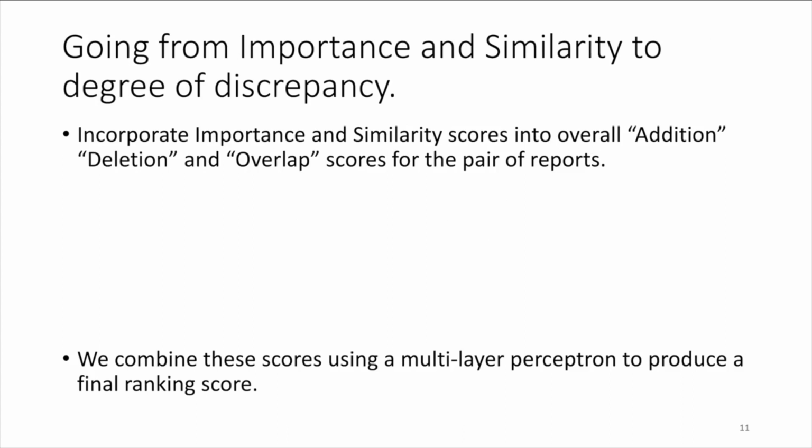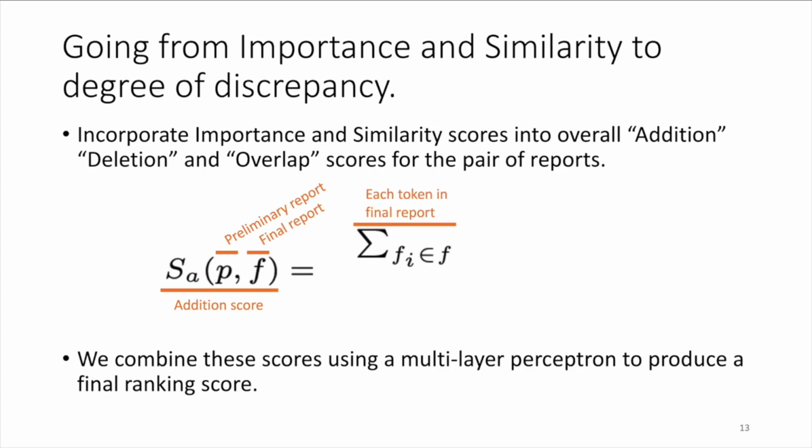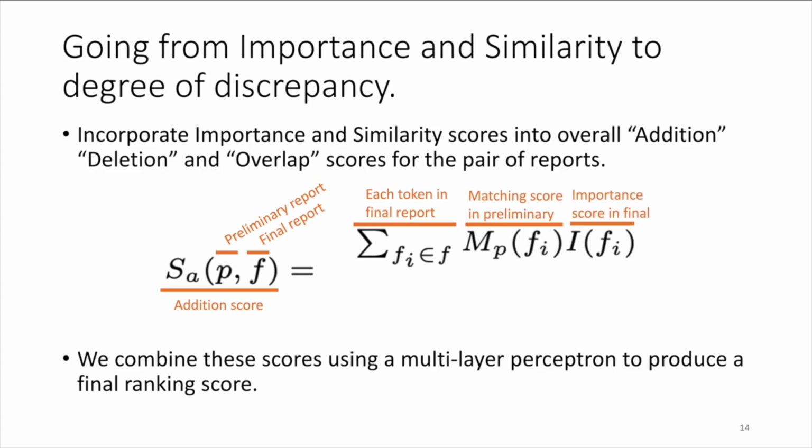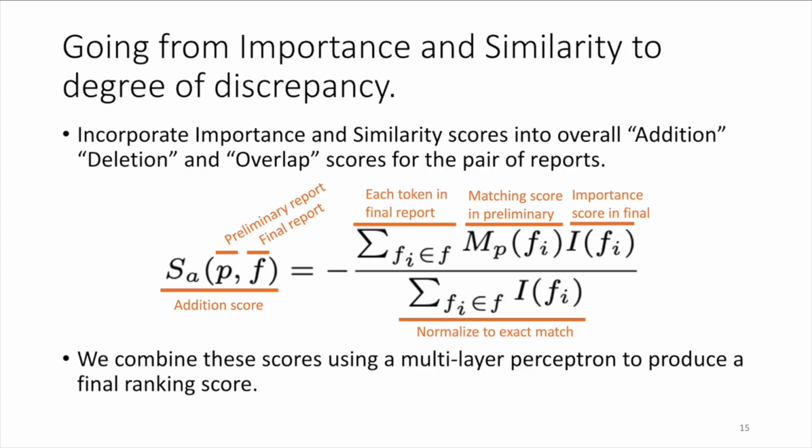How do we go from importance and similarity to a degree of discrepancy? We combine these scores over each term into addition, deletion, and overlap scores, and then combine these scores using a multi-layer perceptron to produce a final ranking score. I'll show an example of the addition score. So the addition score is a function of the preliminary report and the final report. We take a sum over each term in the final report, multiplying the matching score in the preliminary report and the importance score in the final report. So an item that's very important in the final that didn't appear in the preliminary indicates a significant departure from the original meaning. And finally, we normalize this to an exact match over all the importance scores.